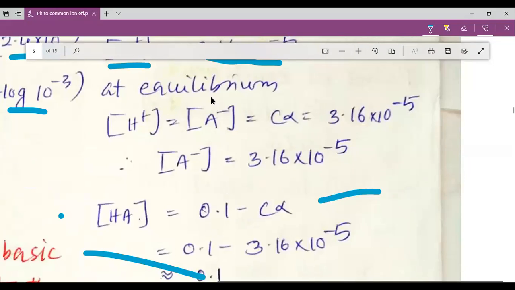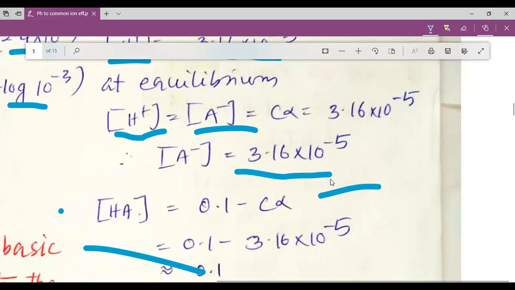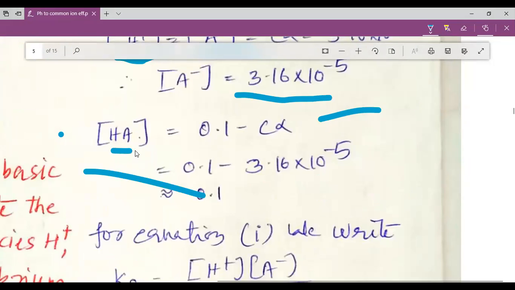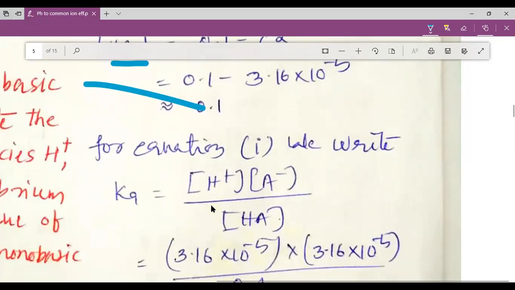Now we know that at equilibrium the concentration of H plus and A minus are same, and that is why we have the concentration of A minus is equal to 3.16 into 10 to the power minus 5. Now we want to calculate the concentration of HA, that is 0.1 minus C alpha. Now C alpha is very small, which is 3.16 into 10 to the power minus 5, which is approximately equal to 0.1 only. So here we can calculate the various values.